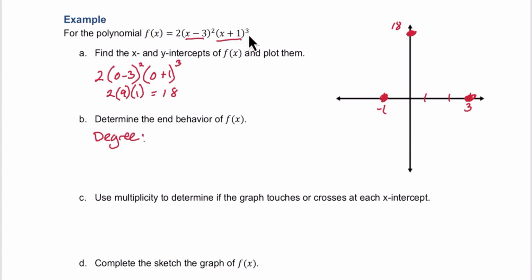For end behavior, we need to first find the degree. If we add these powers, we have 3, 4, 5. That's a 5th degree polynomial. That's an odd degree, which means opposite things are happening. When one end points up, one end points down. To determine which is which, we'll look at a sub n. A sub n is 2, which is positive. That means that this is increasing overall.